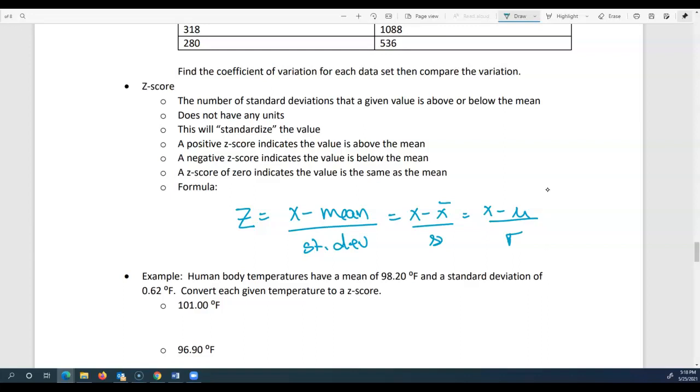If you type all of this in your calculator at once, be very careful. Make sure you're using a scientific calculator. Make sure you put parentheses around the top, because you've got to compute the top before you divide by the bottom. So what does a z-score do?